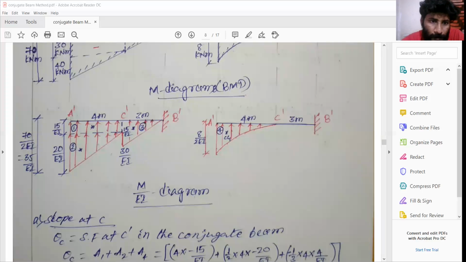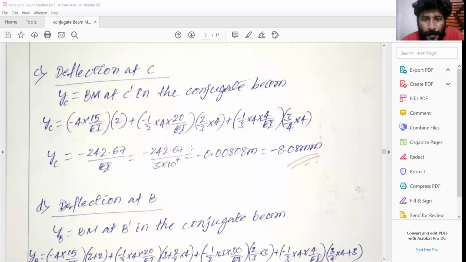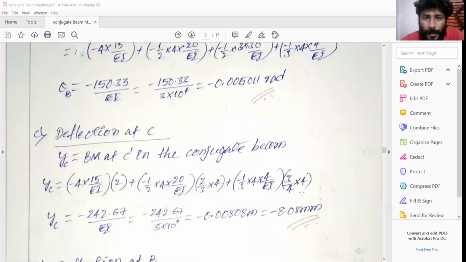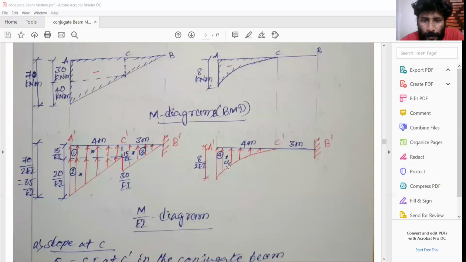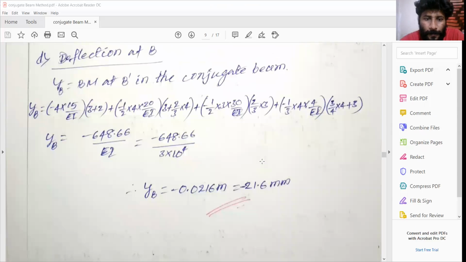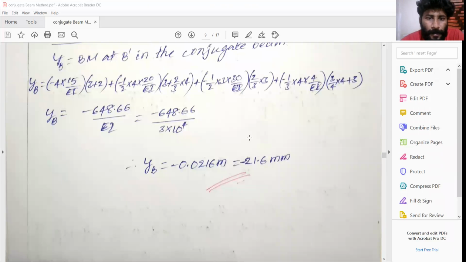So half into base 3 meter into 30 divided by A into 2 by 3 times of 3. Again the last one is on the right-hand side: minus 1 by 3 into 4 into 4 divided by A, into 3 by 4 times of 4 plus 3, from here to here. That's how we have to take the moment of the loading diagrams about B. Finally after simplification this would be the answer.